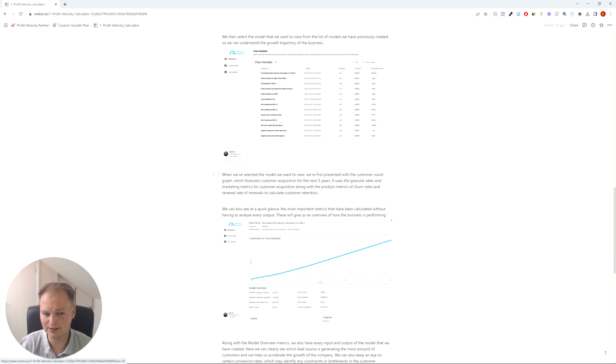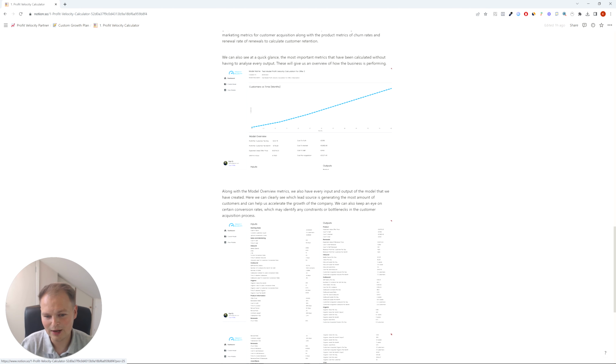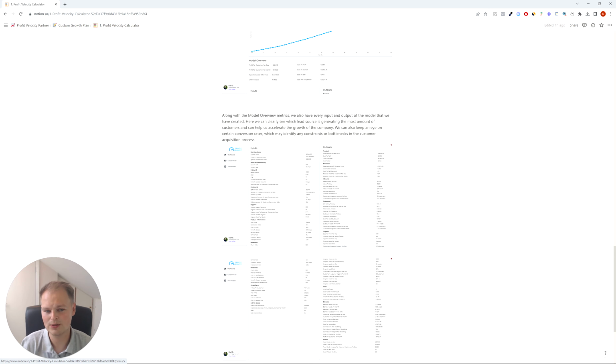It uses the granular sales and marketing metrics for customer acquisition, along with the product metrics of churn rates and renewal rate of renewals to calculate the customer retention. We can also see at a quick glance the most important metrics that have been calculated without having to analyze every output. These will give us an overview of how the business is performing. So along with the model overview metrics, we also have every input and output of the model that we've created. Here we can clearly see which lead source is generating the most amount of customers and can help us accelerate the growth of the company.